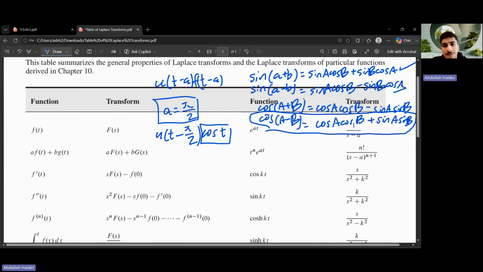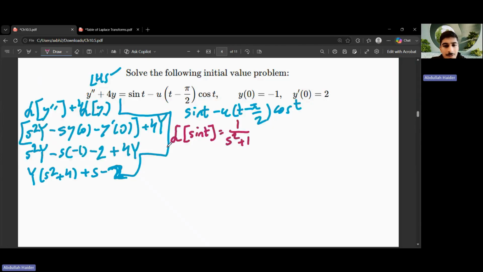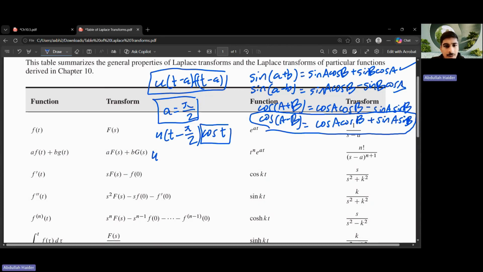And so these are important identities you need to memorize, and later on you'll find out why. So we need to make this into proper u t minus a f of t minus a, because otherwise we cannot find a Laplace. So we need to fit pi over 2 here somewhere. So I can write this as u t minus pi over 2 cosine t minus pi over 2 plus pi over 2. Basically you write t minus pi over 2, and then add something which will cancel out.